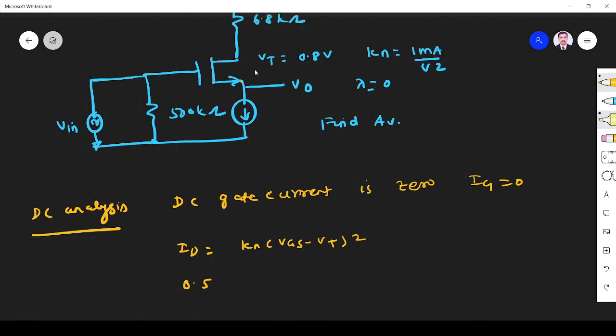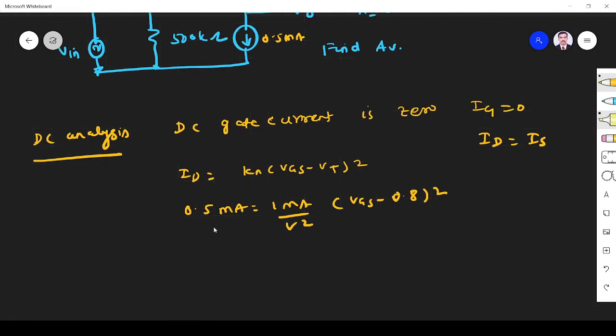You see, this is 0.5 milliampere. So this is even the IS. So IG is 0, so ID is equal to IS only. So ID is 0.5 milliampere. Kn is 1 milliampere per volt squared. VGS minus VT is 0.8. So if you simplify, what is VGS? VGS is equal to 1.5 volt. That is VG minus VS. VG is 0, gate voltage is 0. So minus, it is 1.5 volt.